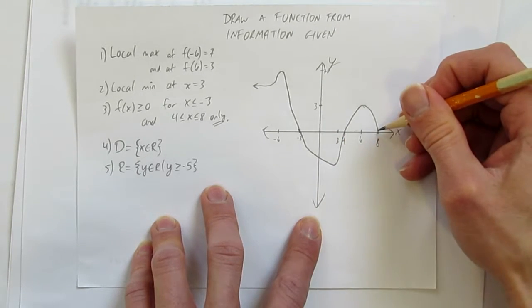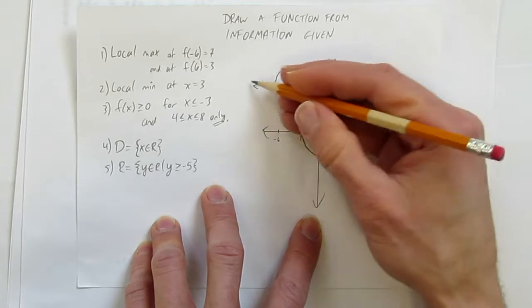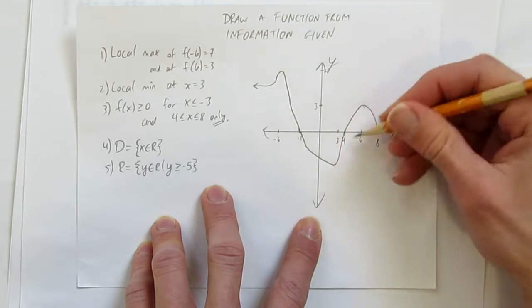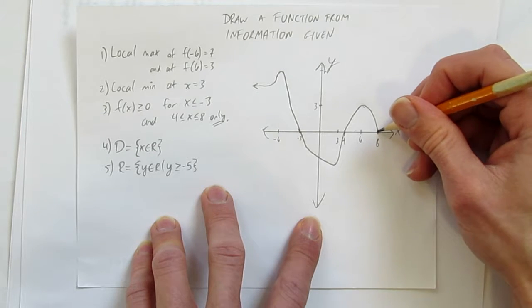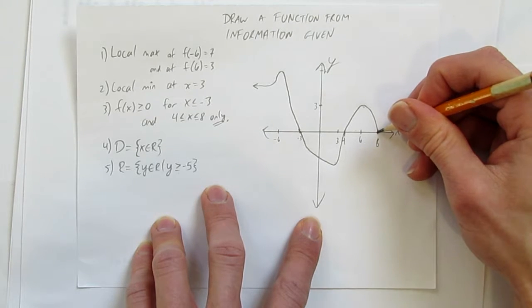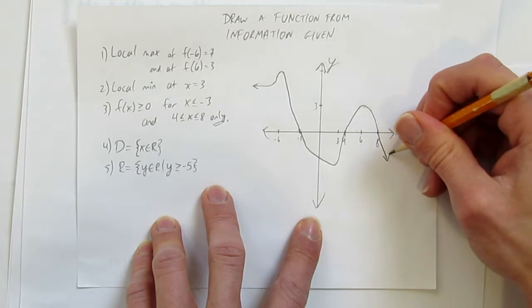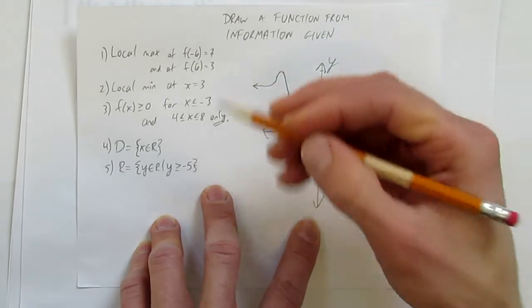So x an element of R now? Not quite. It's going left forever to negative infinity, but I haven't fixed the right side to infinity. So I gotta add on my right side to put an arrow here. And let's see how we're doing. I'm going to check everything again.